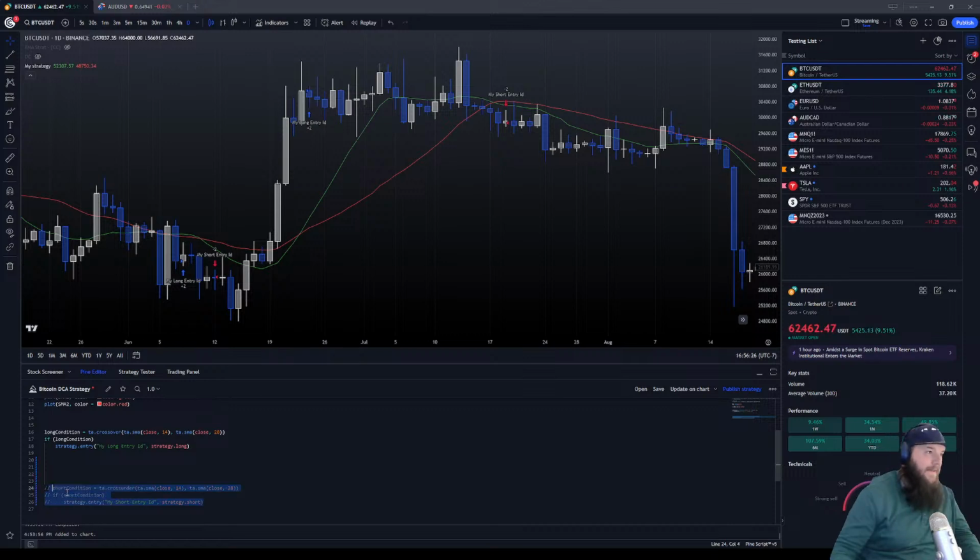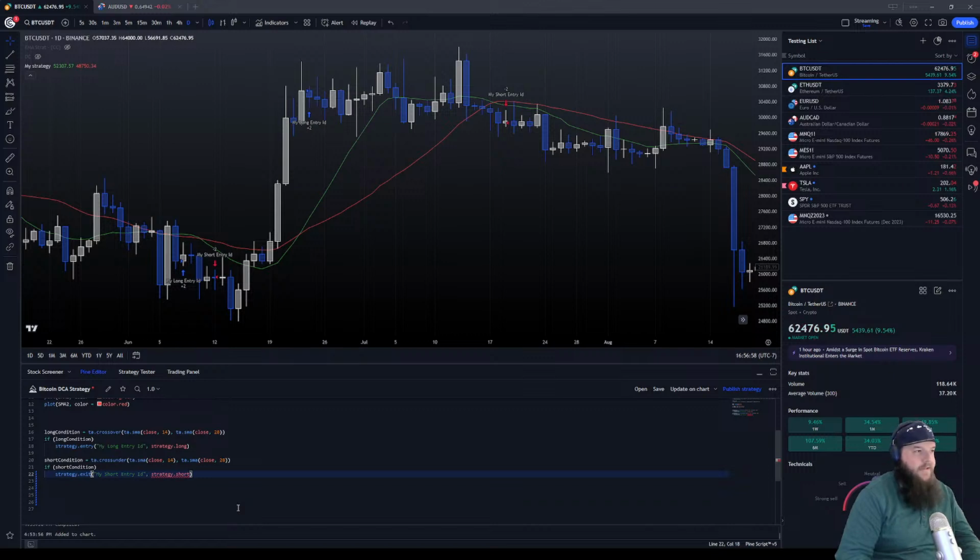So I'm going to comment out this short entry, and I'm actually going to use the short condition as an exit. So we'll put that back up here, and you know what, we can actually just reuse this whole thing. The only thing we want to change is strategy.exit. Actually, since this is a conditional exit, we want to use strategy.close.